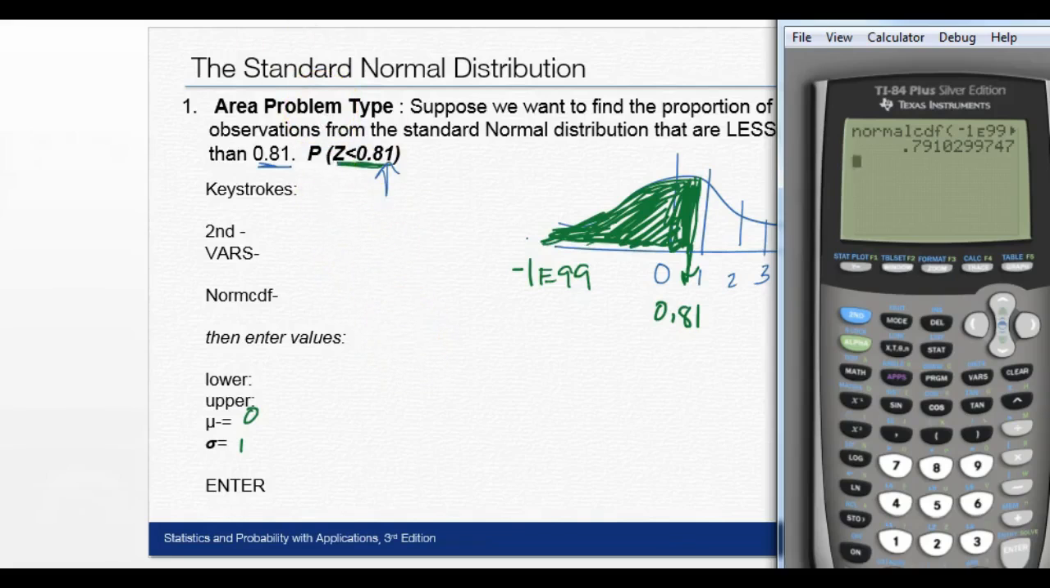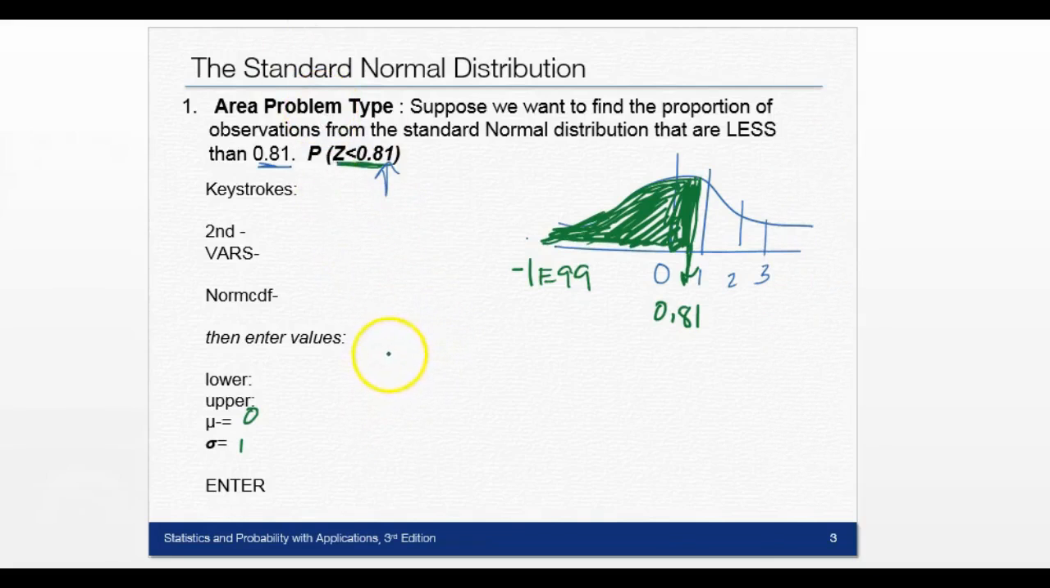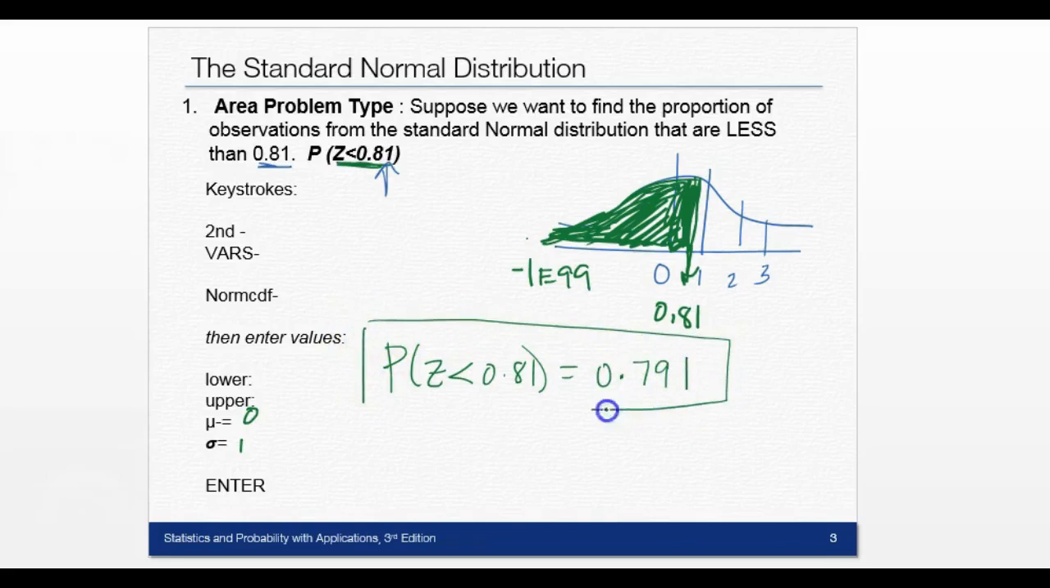So the way that you would write your answer, you write it with the probability notation. Probability that z is less than 0.81 equals 0.791. And there it is. At least 3 decimals. You can take it to 4, but 3 is essential.